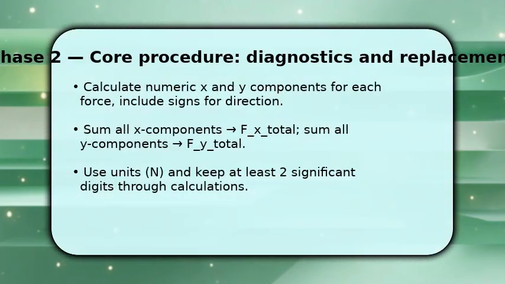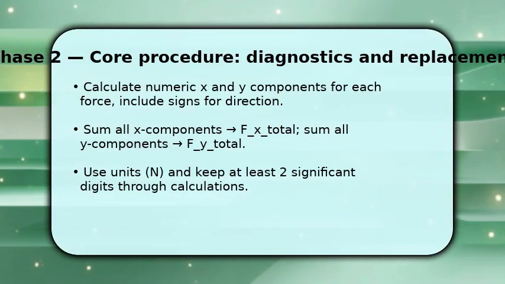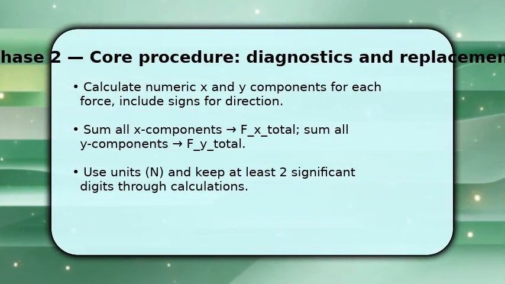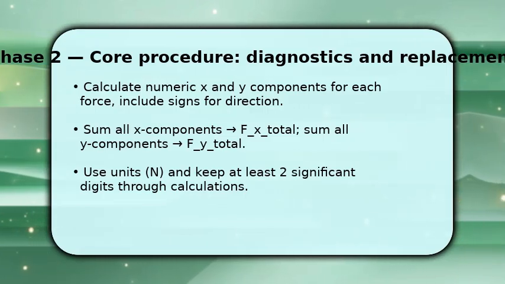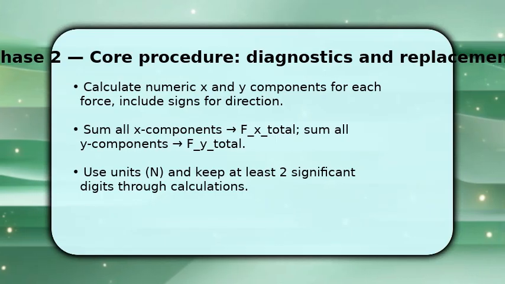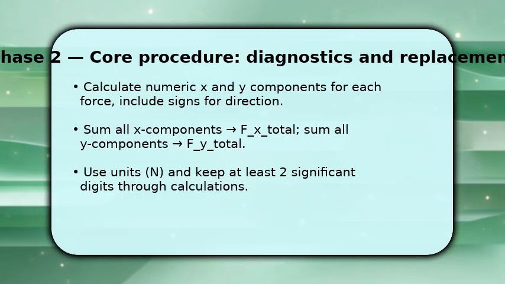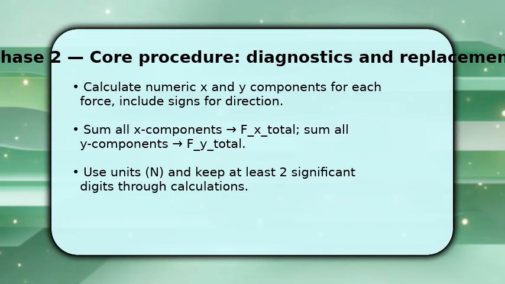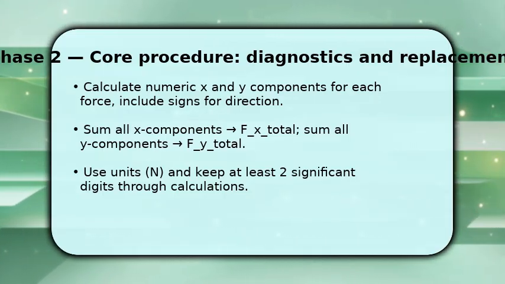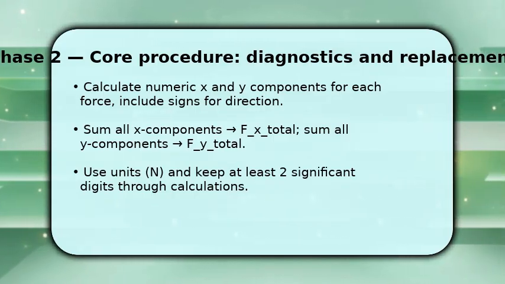Now compute numeric components for every force you listed. Be careful with signs. Left and down are negative if your axes are right and up. Add all x components to get Fx total, then add all y components to get Fy total. Make sure units are newtons and keep 2 significant digits to limit rounding error. Once you have both totals, you have a vector in component form. Make sure to double-check trigonometric values if any angles were approximated.